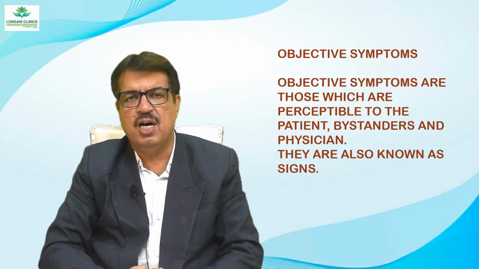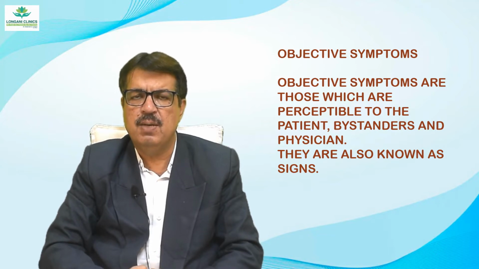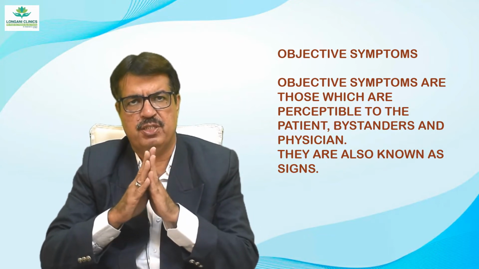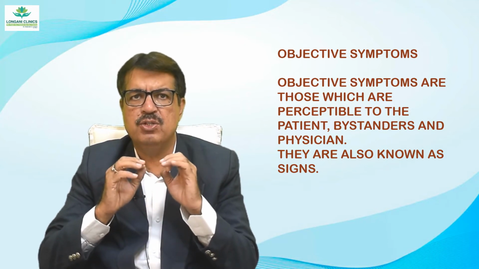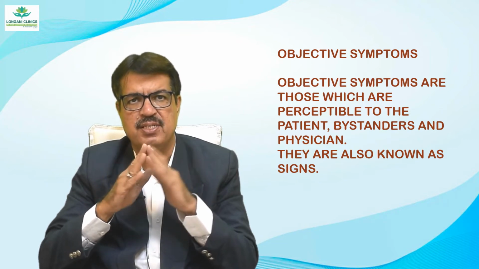Objective symptoms are those which are perceptible to the patient, bystanders, and physician. They are also known as signs. These perceptible changes are sure signs of disease and do not mislead the physician. Mostly, this type of symptoms follow the subjective symptoms, that is, functional and sensational disturbances.